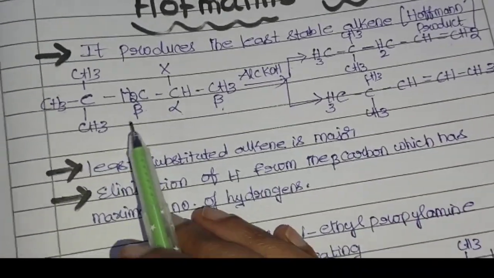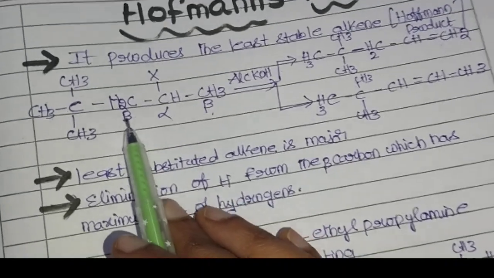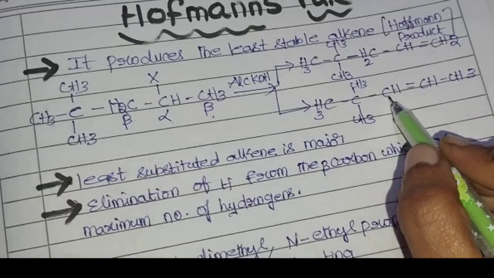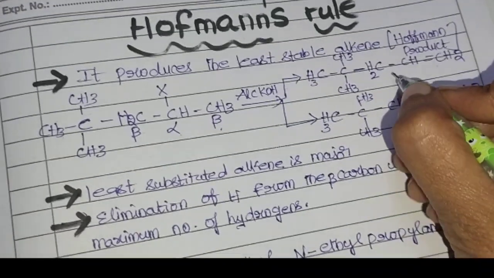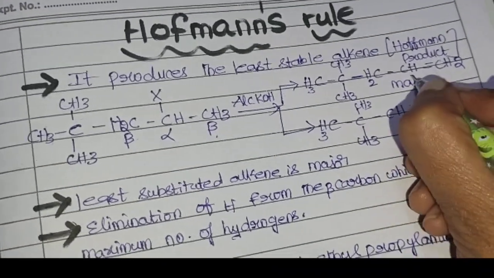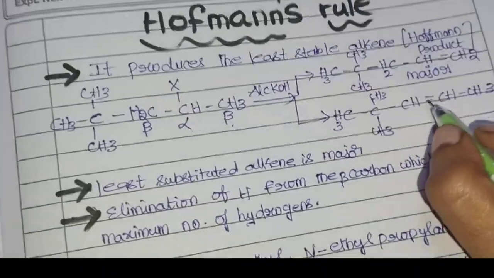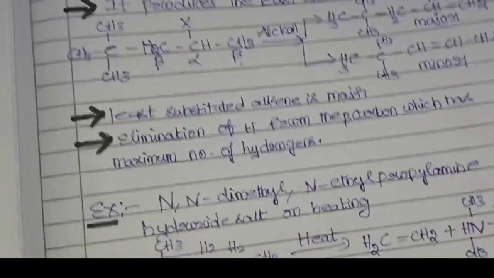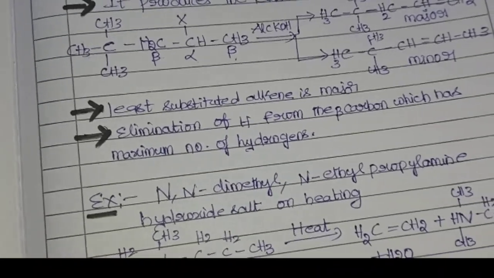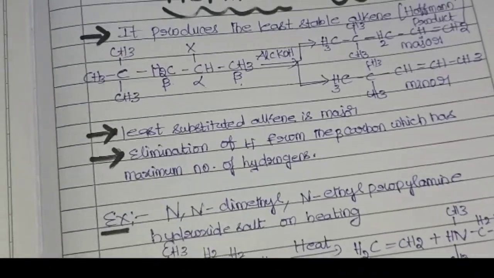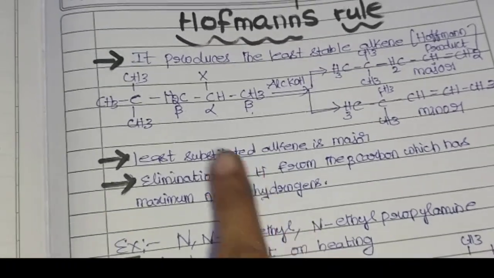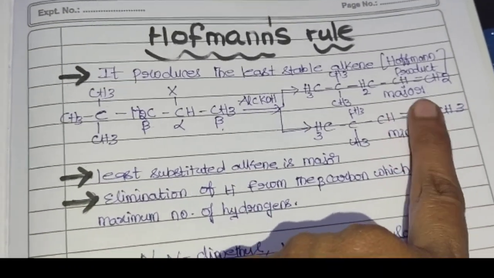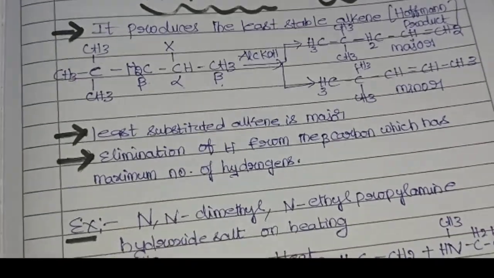So we can tell, actually here it is the less substituted carbon atom, and it should be the major, but the opposite of this is major. So opposite of the Saytzeff rule, and this is the minor form. So the least substituted alkene is major, and it is the elimination of a proton from the carbon which has the maximum number of hydrogens. Here it contains the maximum number of hydrogens, so it is major here. So opposite of the Saytzeff rule, just remember this.